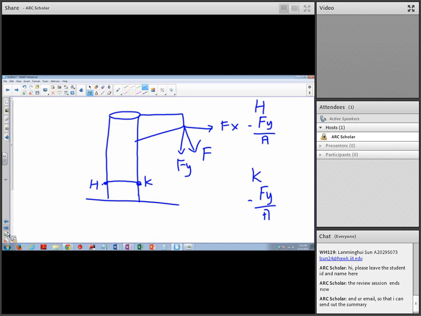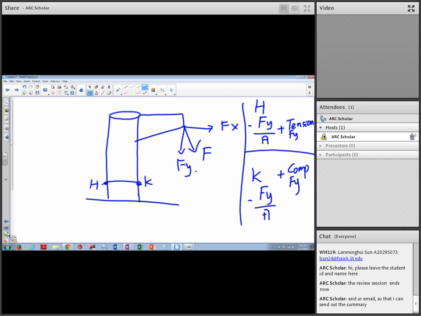So for point H, there will be a tension by Fy, and for point K, there will be a compression by Fy. Yes, Fy is the same on both of these. And now we look for Fx.